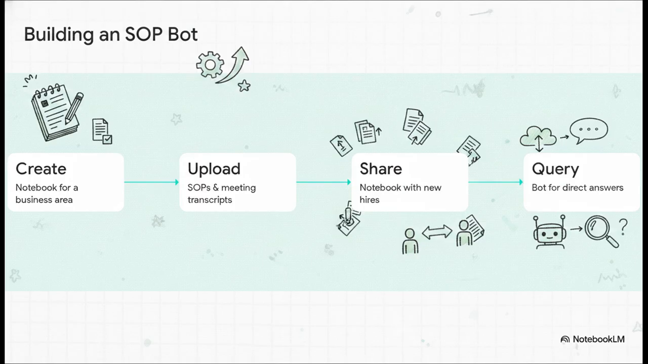Imagine you're a project manager, tasked with replacing some dusty, ignored 200-page employee handbook. Instead, you build an interactive SOP bot. You simply create a notebook, upload all your standard operating procedures and transcripts, and share it with your new hires. Now, instead of constantly tapping your shoulder with questions, that new hire instantly queries the bot on exactly how to submit a leave request, and they get a direct answer with a link right to the exact document. The time saved there is just unbelievable.